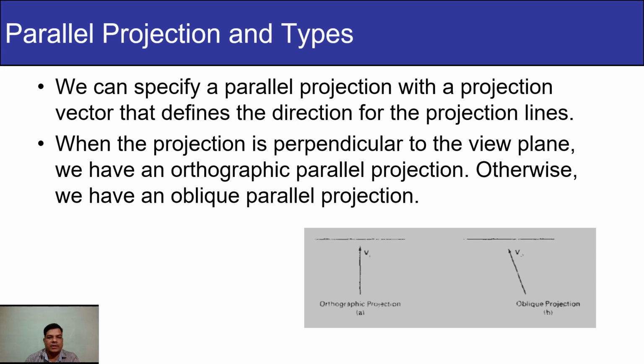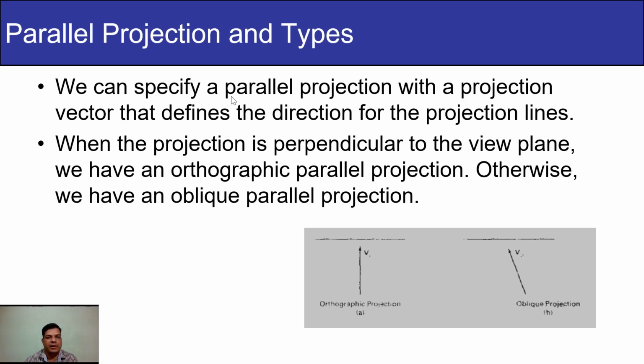As I have already said, when the projection lines are parallel and they intersect the view plane, this type of projection is called parallel projection. Parallel projections are of two types. First is orthographic parallel projection and second is oblique parallel projection.